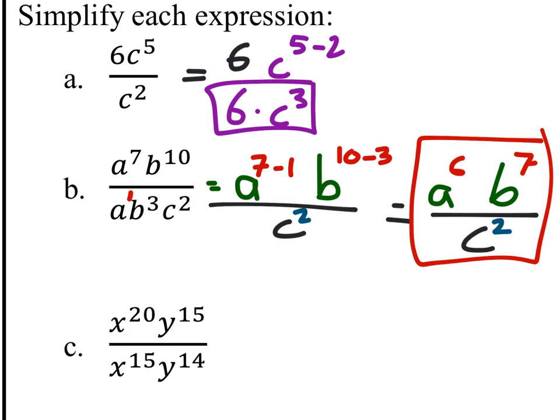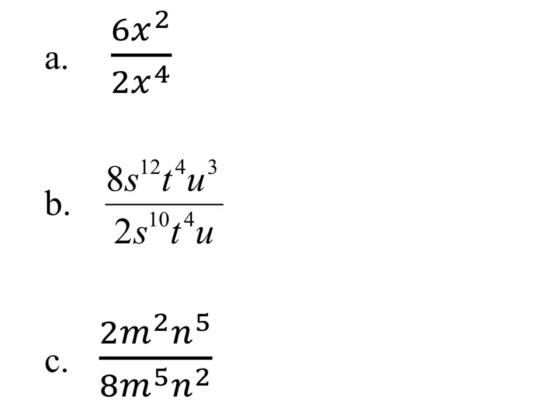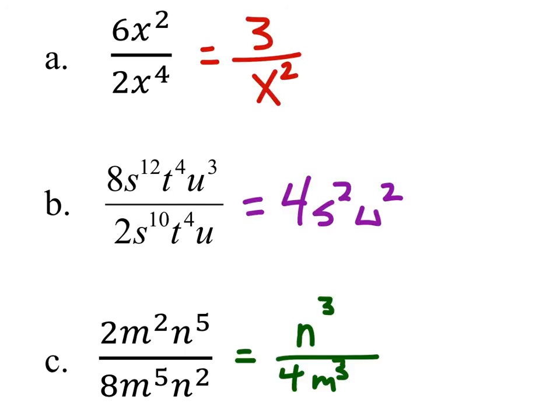Alright, this next one we've got bases of x and y. So the x we got 20 minus 15, and the y would be 15 minus 14. So we end up with x to the power of 20 minus 15, which is 5, and then y to the power of 15 minus 14, which is 1. Alright, you guys take a moment, try these, and then we'll show you the answers. Bam, there are the answers for these.